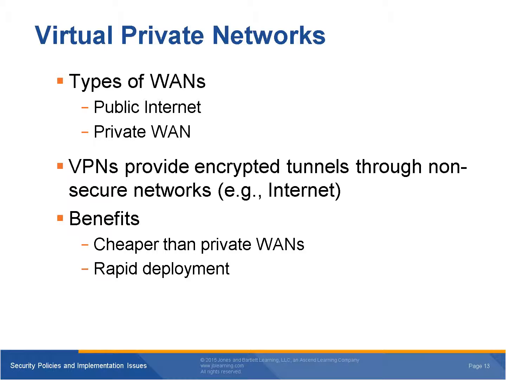So virtual private network, a type of wide area network, public internet, and private WAN. The VPNs provide encrypted tunnels through non-secure networks. That is, you could be working remotely, use a VPN, and create an encrypted tunnel so that you can have secure access to resources at your company. Benefits are that it is cheaper than the private WAN, and it can be rapidly deployed.